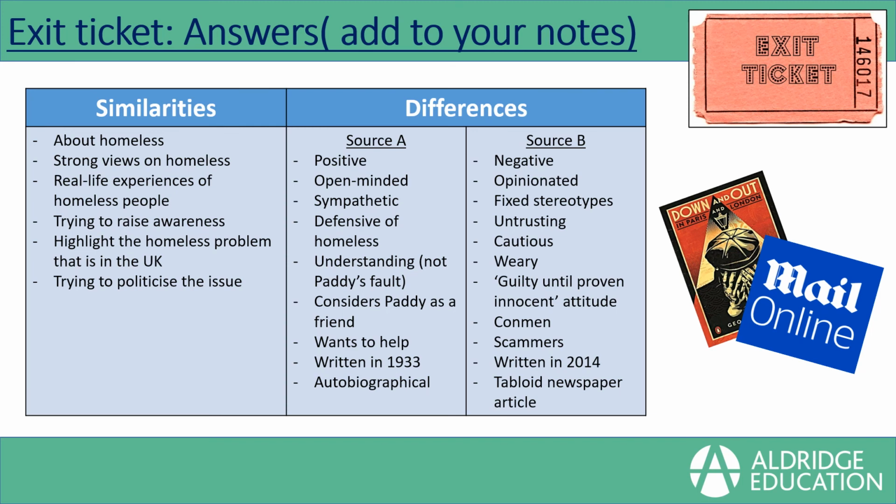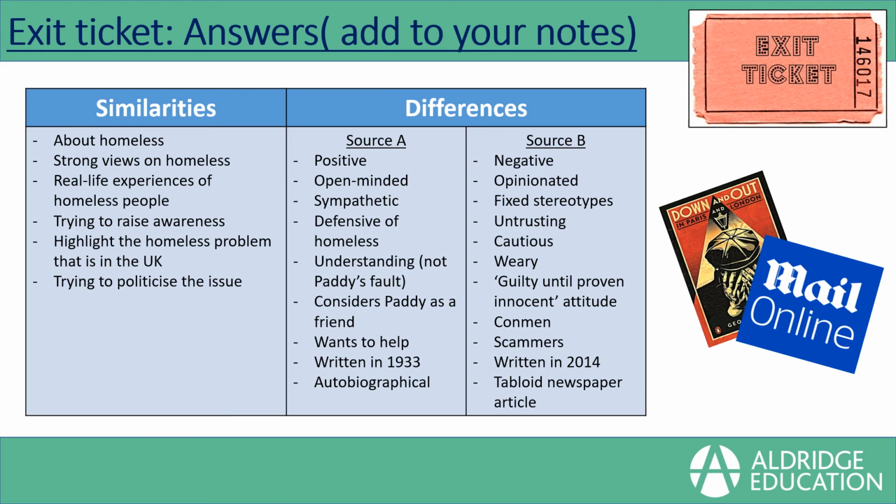The differences in source A, the writer's attitude to homeless people is positive, open-minded, sympathetic, defensive of the homeless, understanding that it's not Paddy's fault, considers Paddy as a friend, wants to help, written in 1933 and it's autobiographical.